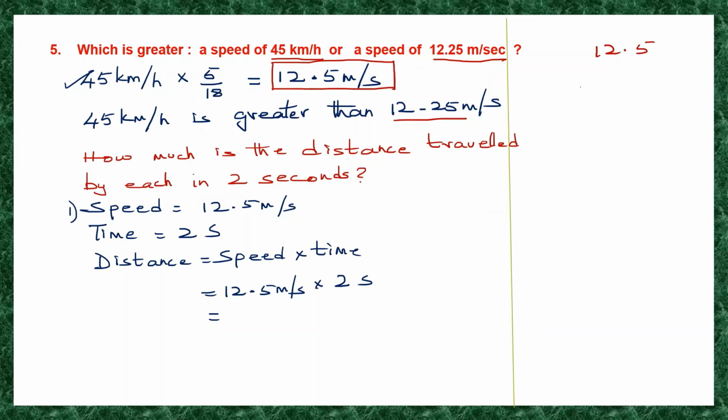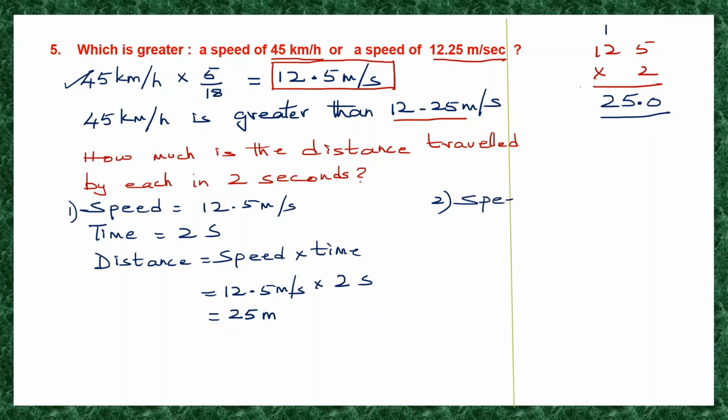12.5 into 2. Okay, so we're ignoring the point now and multiplying, and later we'll put back the point. So it becomes 2 5s are 10, carry 1, 2 2s are 4 plus 1, 5, 2 1s are 2. So put back the point, that's 25. So here the answer is 25, and what is the unit? Meter, because everything else is in meter per second. So we found out the distance traveled by the first portion, that is 45 kilometers per hour. It's 25 meters.